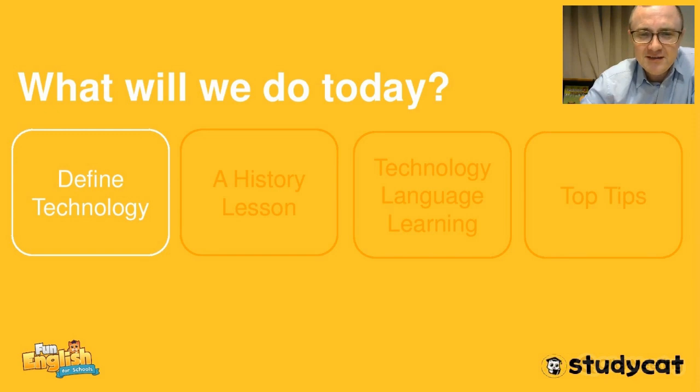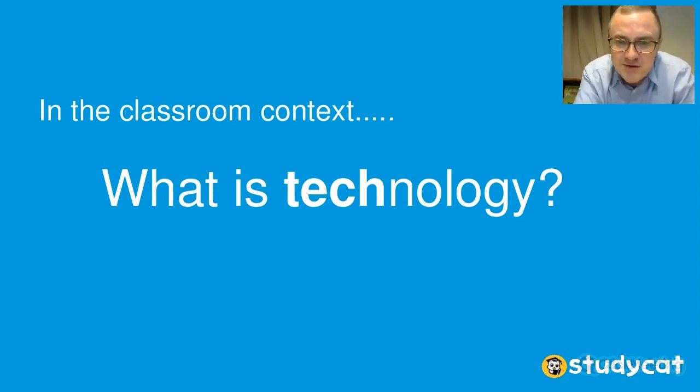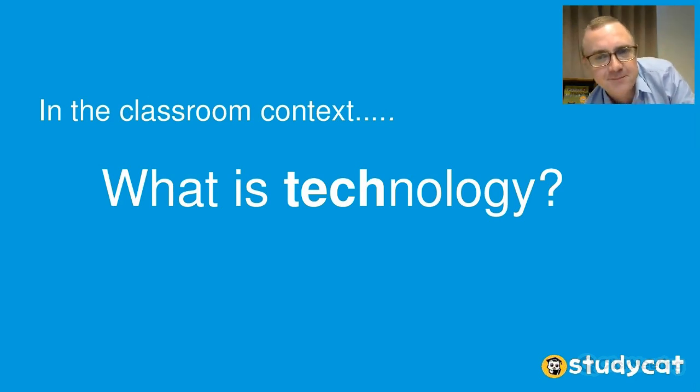So let's define technology. So in a classroom context, what is technology? Just anything you want to type. There's only 7 of us, so it's quite a small group. Well, there's only 6 of us, I think. Oh, we got one more. Someone just joined.